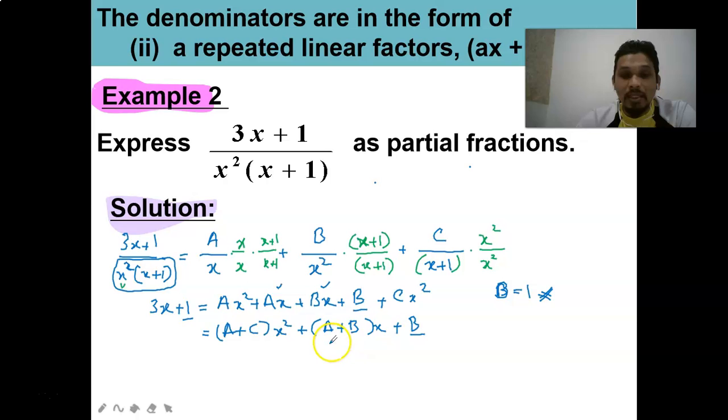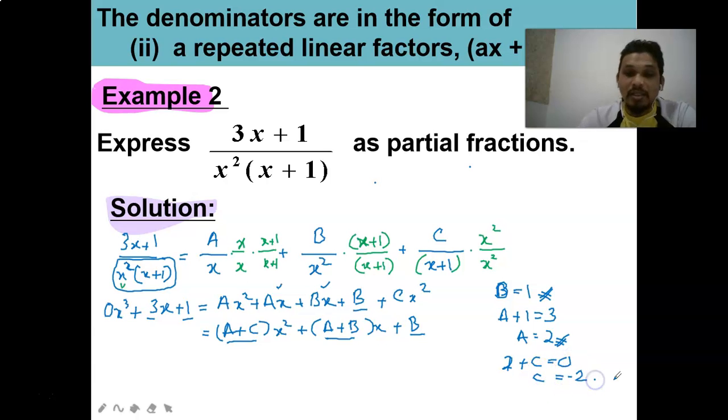When b equal to 1, let's now compare this a plus b, the coefficient of x, with 3. So a plus b, equal to 1, equal to 3. Then a equal to 3 minus 1 equal to 2. Okay. And then a equal to 2, we're going to find out what's the value of c here. Do you find any term of x cubed here? So we assume that this is 0x cubed. So a plus c, a equal to 2, plus c equal to 0, then c equal to negative 2.